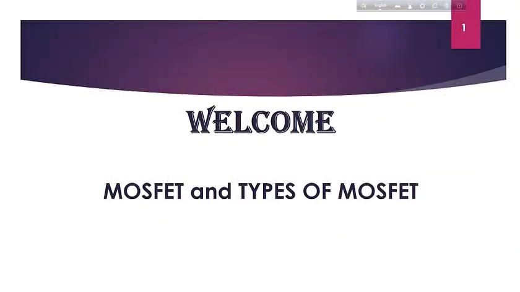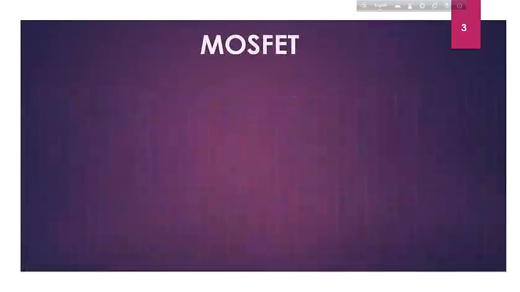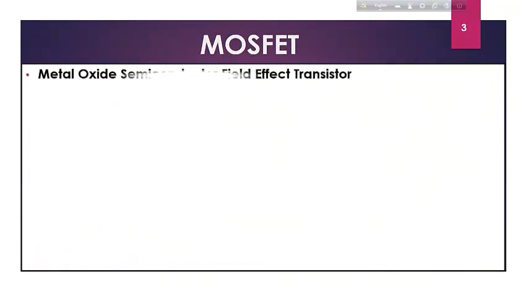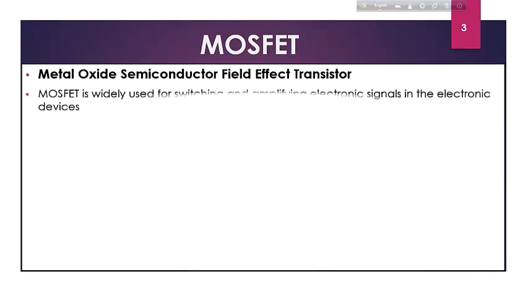In this video, I am going to show you about MOSFET and types of MOSFET. So let's start. MOSFET. The elaboration of MOSFET is metal oxide semiconductor field effect transistor. Usually, MOSFET is widely used for switching and amplifying electronic signals in electronic devices. If we want to amplify or switch a signal from a device to another device, or from a signal to another signal, we can use MOSFET.